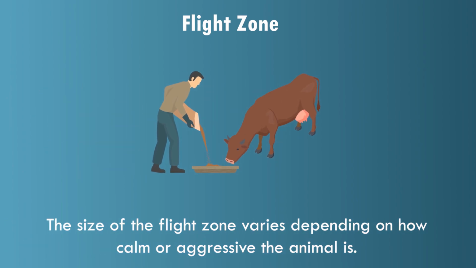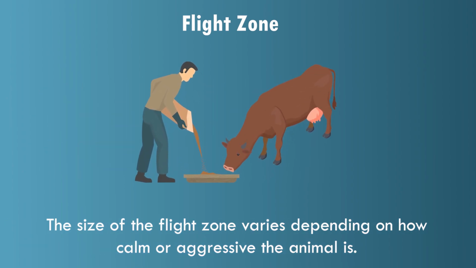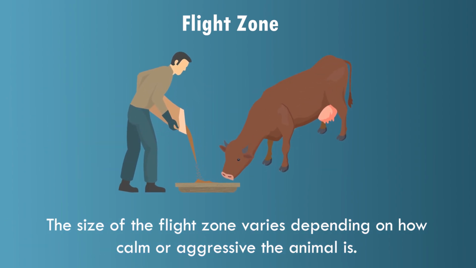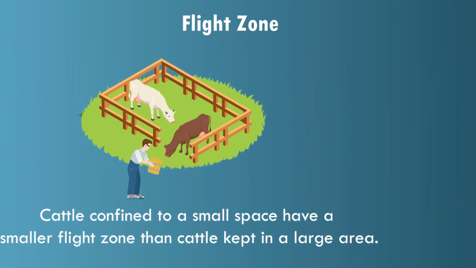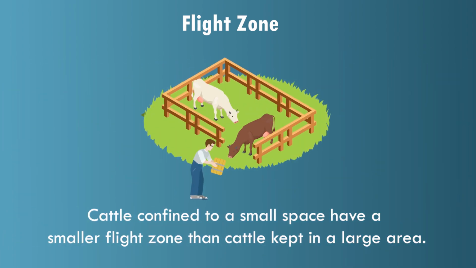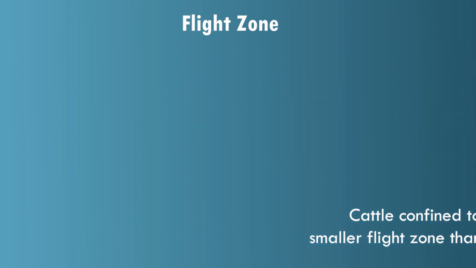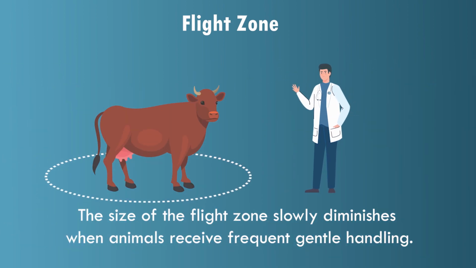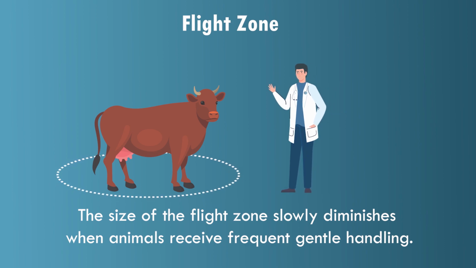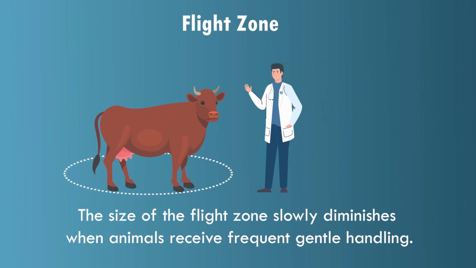The size of the flight zone varies depending on how calm or aggressive an animal is. Cattle confined to a small space have a smaller flight zone than cattle kept in a larger area. The size of the flight zone slowly diminishes when animals receive frequent gentle handling. An understanding of the flight zone of the animal can help the handlers to reduce stress and prevent accidents.